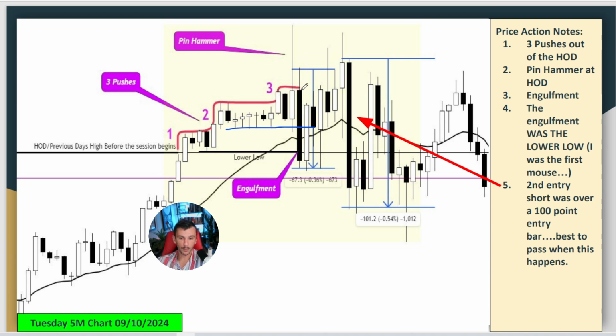Now, this entry bar was very large, so I went down to a 1 minute chart, and there was a 2-leg pullback and an engulfment that I ended up taking, and I put my stops above that swing high on that lower time frame, and I got stopped out almost immediately, and I waited quite a while.